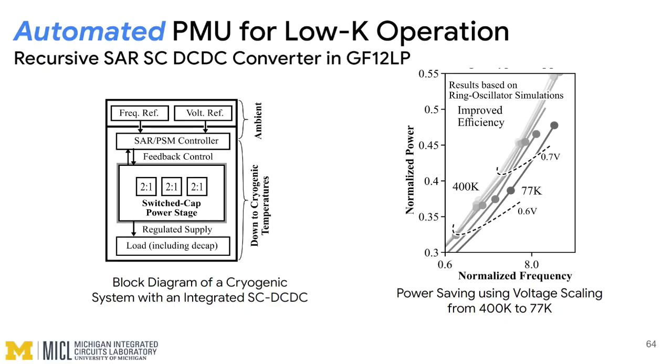So back to the power consumption at cryogenic temperature. In Michigan, we do a lot of low power design, so this was a really low hanging fruit for us. I've never worked on cryogenic temperatures, but NIST was interested in our PMU generator. So we made this recursive SAR DC-DC converter in GF12, and this is all automated. The reason is that if you do voltage scaling at that temperature, you still have a better energy efficiency in general.